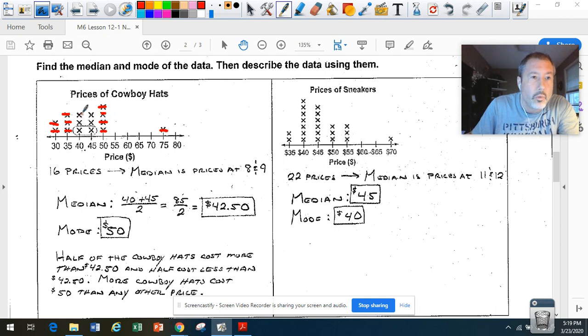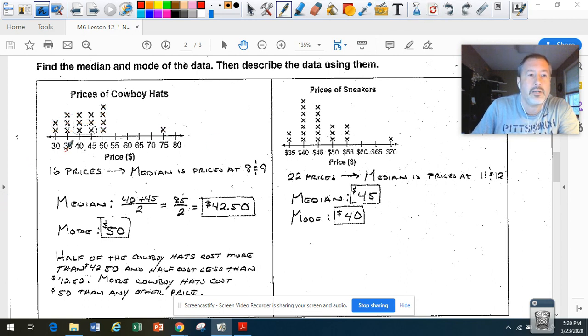Okay, so far we're doing well. Another 40, another 45, another 40, another 45. So as you see here, I have in the middle for my median 40 and 45. So when doing that, we are going to take our 40 and our 45, add them together, divide by 2, which gives me 85 over 2. So my median price is $42.50.